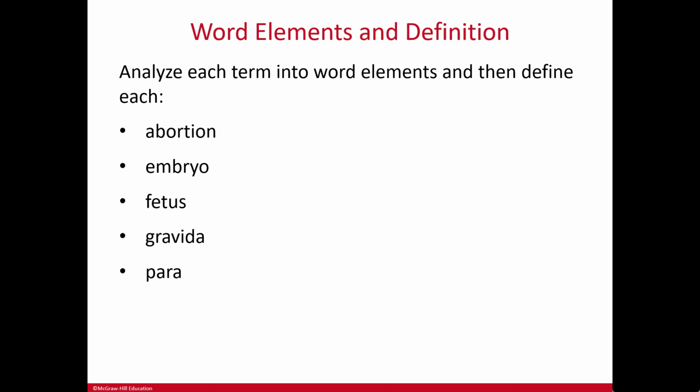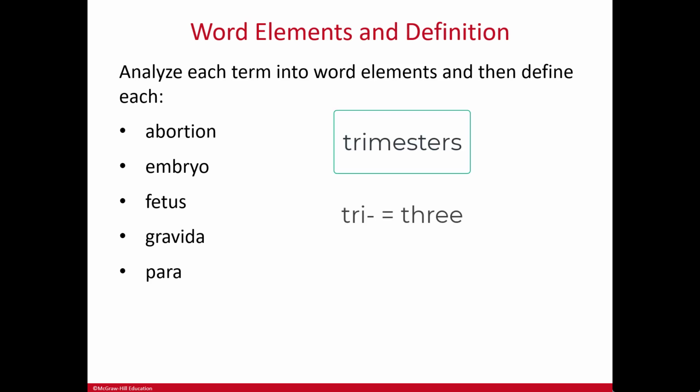Gestation is divided into trimesters. Remember, the prefix tri means 3. So the first trimester is up to week 12, the second trimester is week 13 to 24, and the third trimester is week 25 to birth.